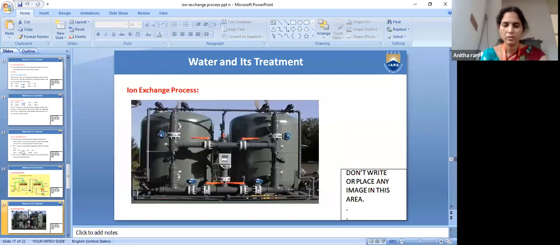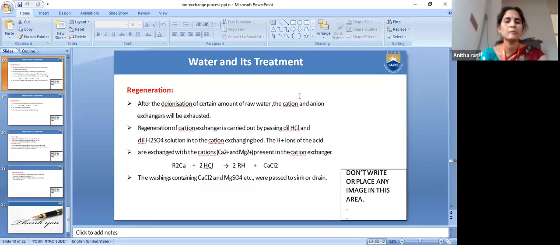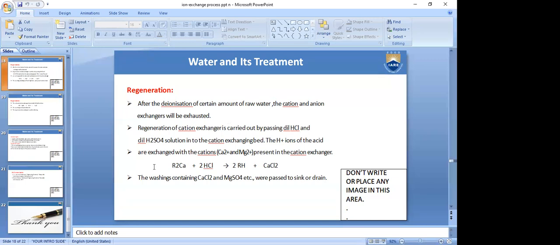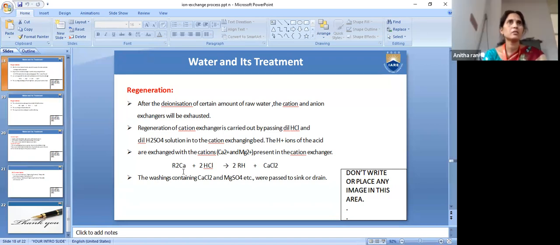Now, after running this for 10 hours, what happens to the cation exchanger bed and anion exchanger bed? It comes to the completely exhausted position. Why? The cation bed is completely covered with calcium and magnesium. In the anion exchanger bed, it is completely covered with chlorides, sulfates, etc. So we go for regeneration.